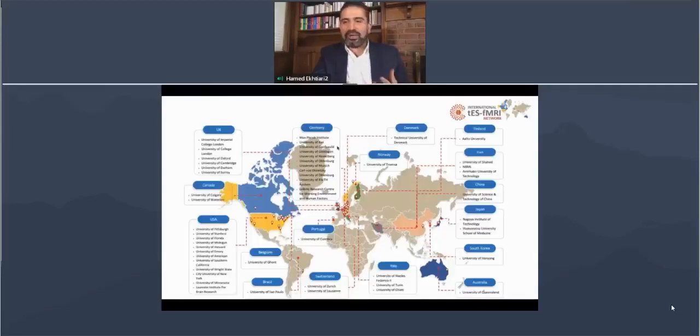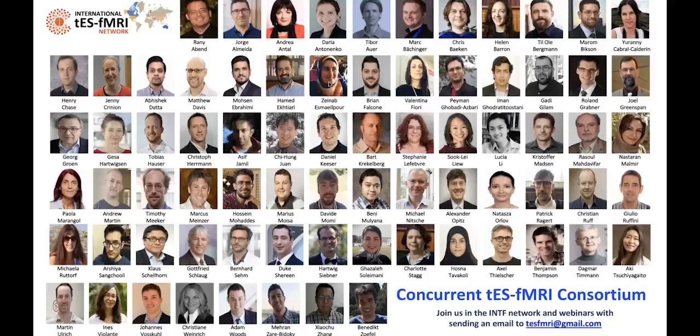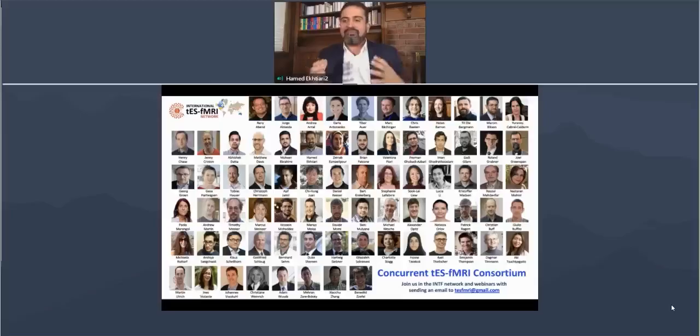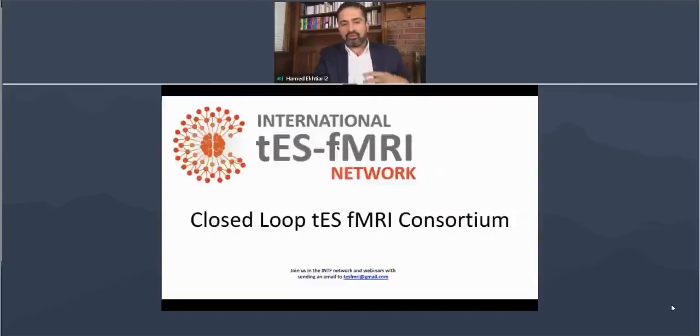We have a network of people around the world, and the ideal scenario for us is thinking about how we can bring people together and see how we can help each other in different labs around the world to make this happen. Because it takes a village to make this happen. We are hopeful to put people together, share protocols with each other, and see how we might have multiple labs involved in these concurrent tES-fMRI studies, and then moving forward, a closed loop tES-fMRI consortium collaborating on that dimension. So that's the ultimate plan that we have.